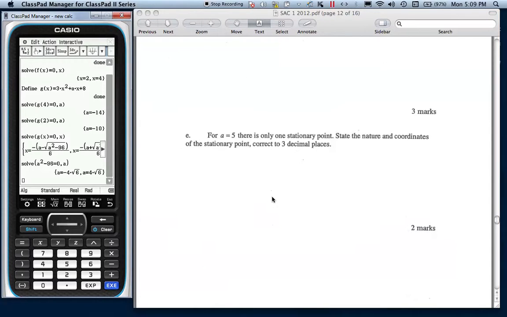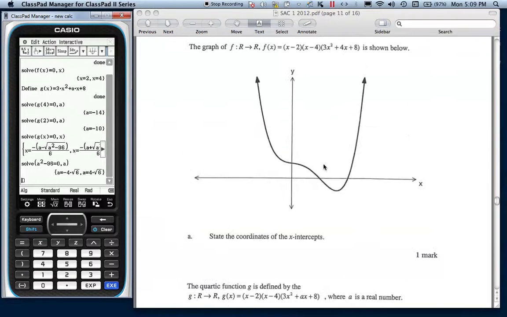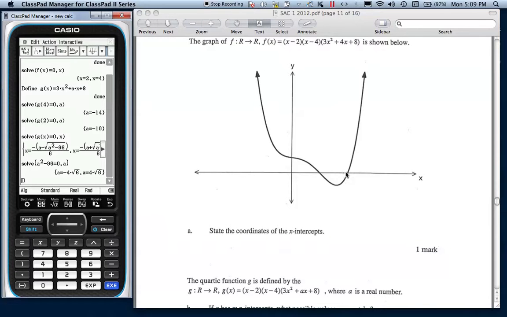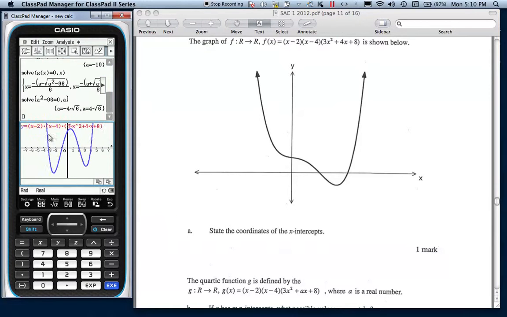For part E, we make a equal 5, and there'll only be one stationary point. We might want to state the nature and the coordinates of that stationary point. So we might go back to the graph. These x-intercepts are in fact set. It's only this parameter that's changing and is now a 5. So it may be that this particular inflection drops, as we saw with this shape graph here.